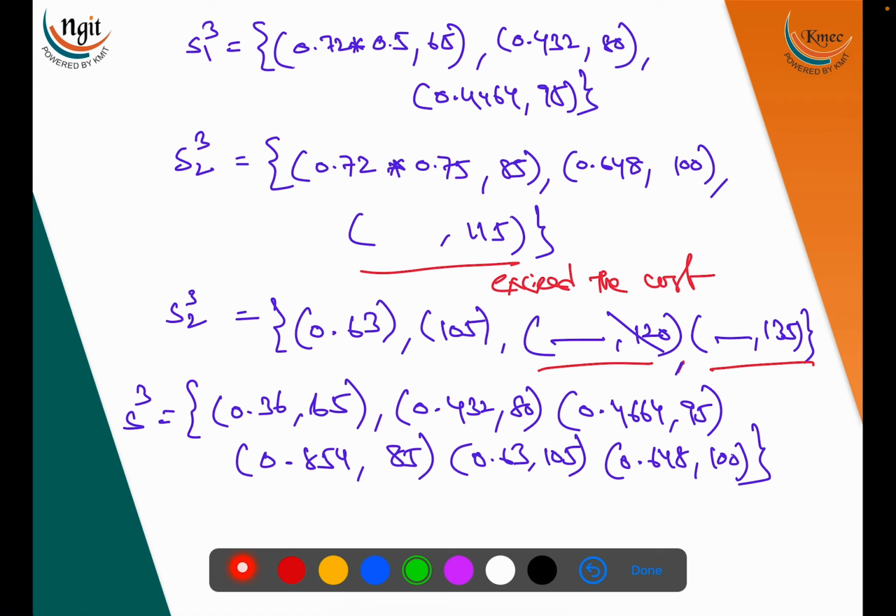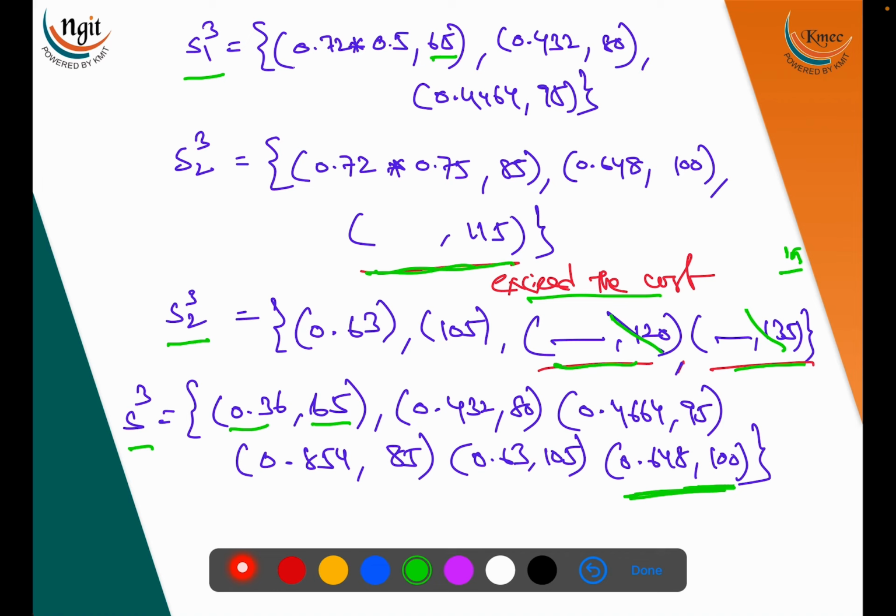Now look at this. When you are getting S3 solutions, there are costs which will go beyond the available limit. So when it exceeds the available limit, we will just cut it. Now with the 3 copies of the S2 set, that means the third device inclusion with 3 copies, there also you will be getting these figures where the cost exceeds. So we will cut even this. So finally S3 is equal to 0.36, 65, and these are the sets. Now which is the maximum cost? Your maximum is 105. Which is near to that? 100 is near to that.